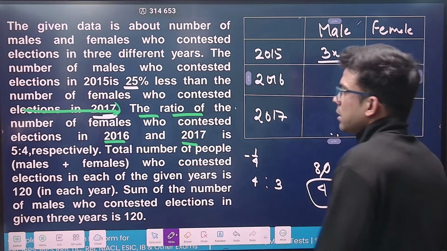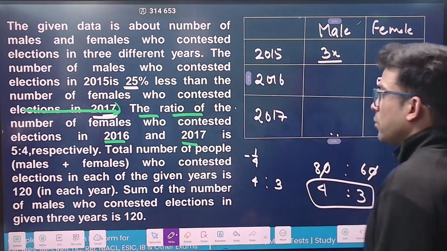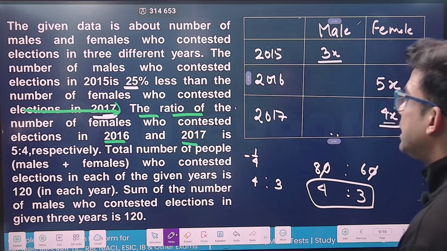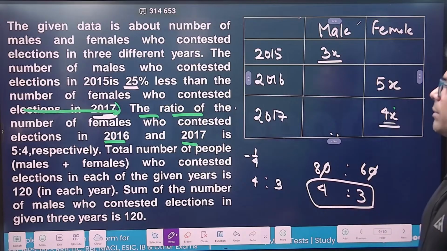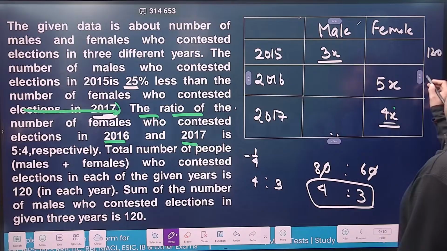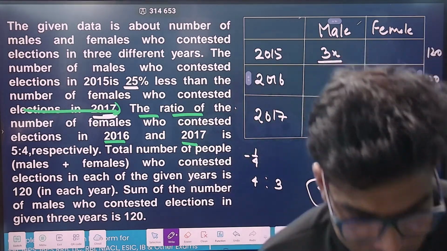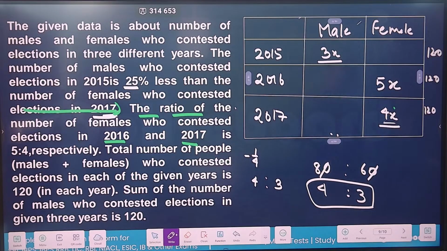This is clear. Now the total number of female plus male who contested election in each of the given year is 120 in each year. Total is coming 120, correct? So means sum of this would be also 120, sum of this would be also 120, and sum of this would be also 120, because they are saying that every year they are contesting election and the sum is basically 120. I hope this much is clear, everyone. Correct or not? Yes or no? I hope so. This is clear.